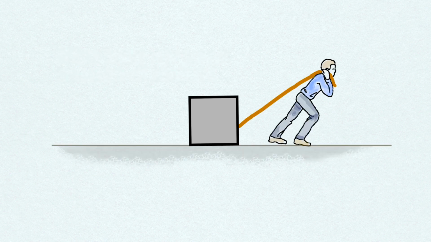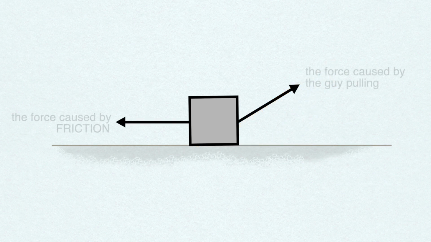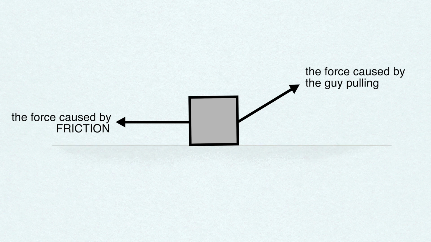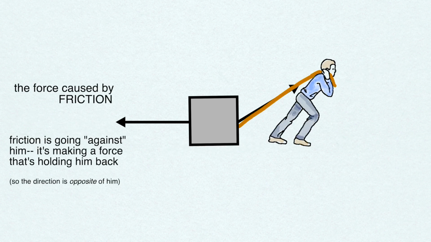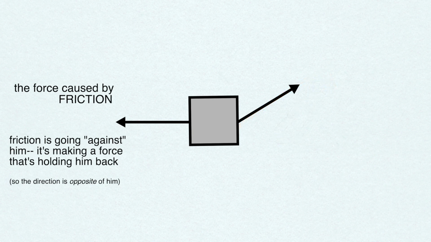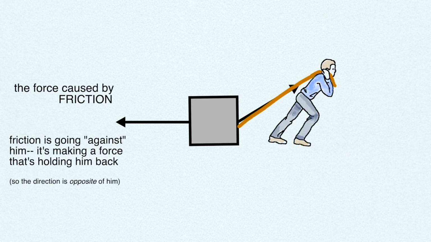So let's say that a person was pulling the object in this direction, and the free body diagram would go like this. The force due to friction will be going in this direction. Why? Because friction isn't helping him. It's actually hurting him. Friction is making his job harder. So the direction of the force due to friction, not friction itself, but the force created by friction, is going to go in the opposite direction of the guy pulling.